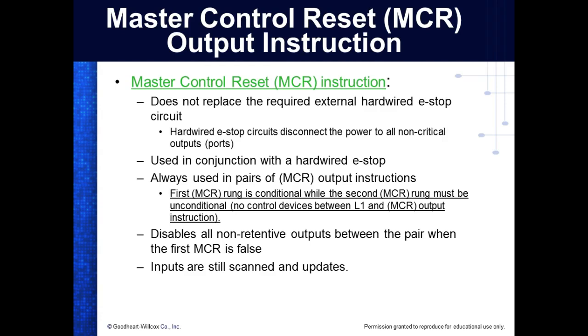It disables all non-retentive outputs between the pairs of MCR when the MCR is false. Inputs are still scanned and updated, so we don't lose inputs, but we just don't update the outputs. So what retentive outputs do we have? We have a retentive timer. So if it's set, if it's done or something like that, its output would remain true. And what other retentive devices do we have?